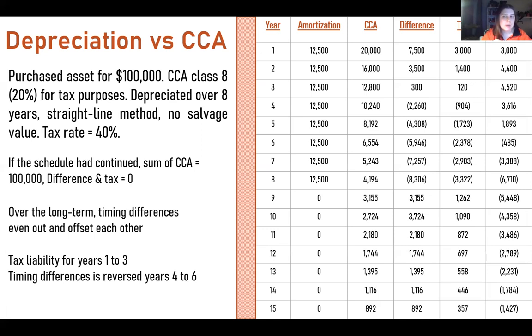All right. So any questions on deferred tax assets and liabilities? Because that was my whole spiel. We're going to move on to another subject.